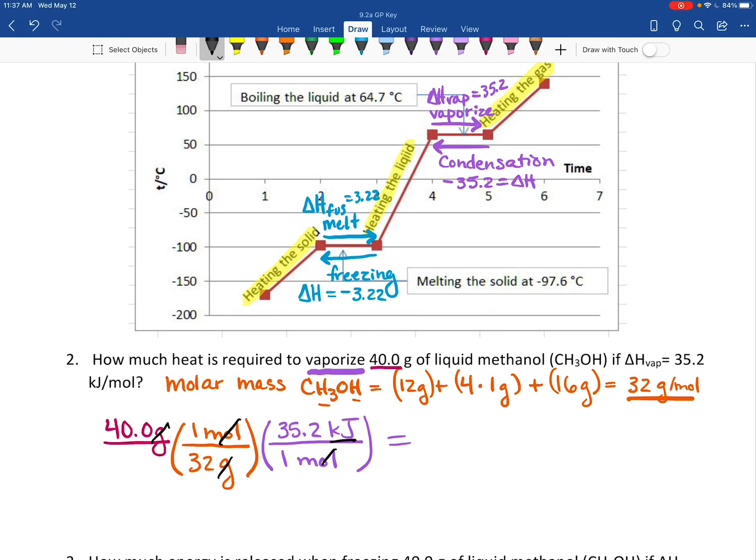And so we go ahead and multiply across the top, so 40 times 35.2, and then we divide by 32 on the bottom. And we should get 44. It looks like we should have 3 sig figs, so 44.0 kilojoules should be our answer.